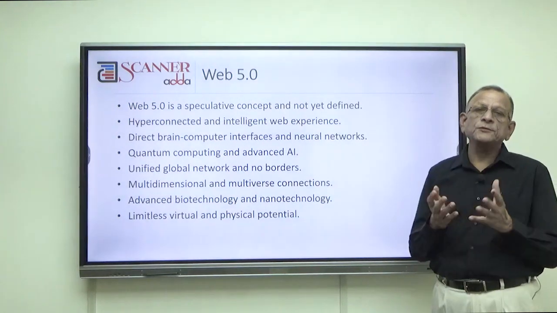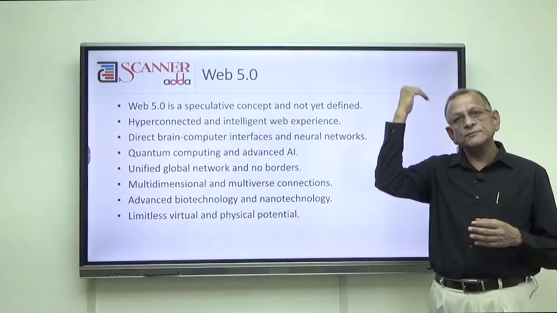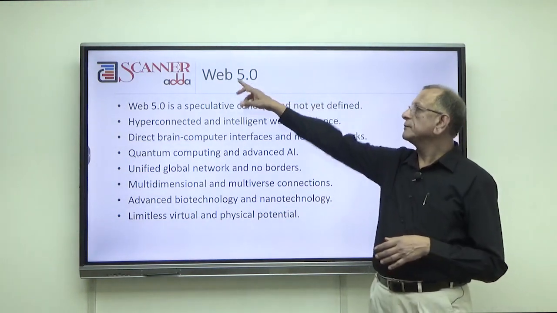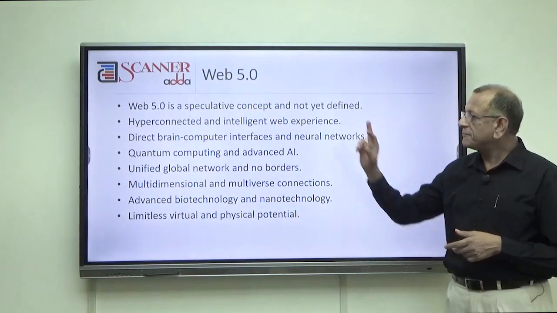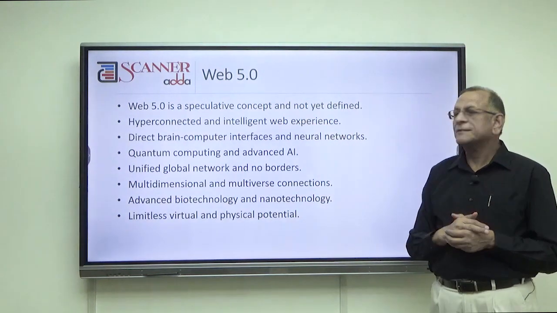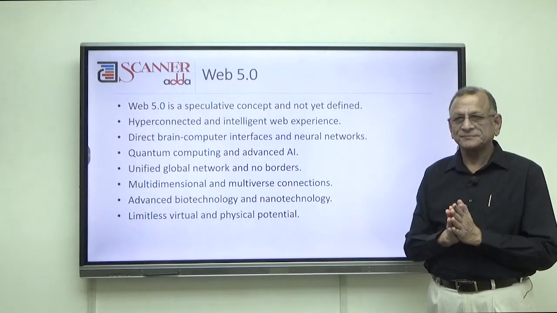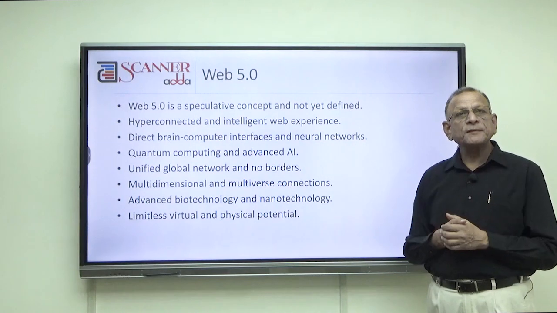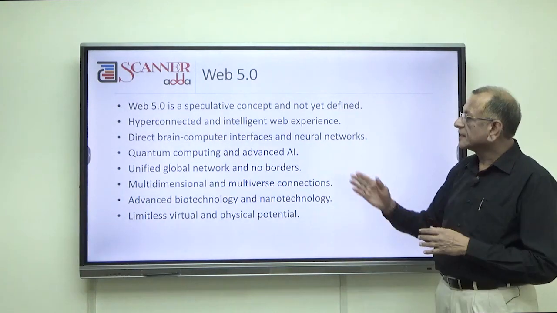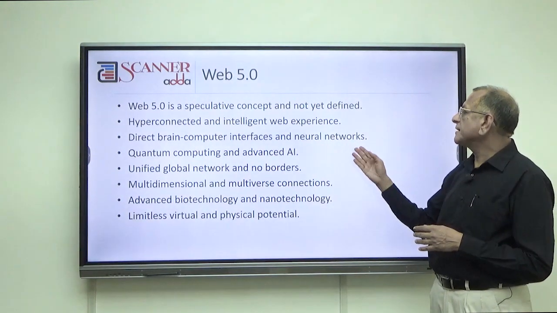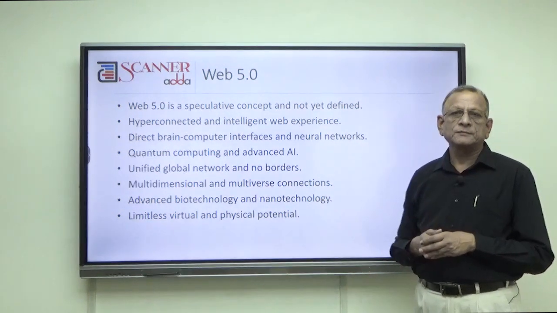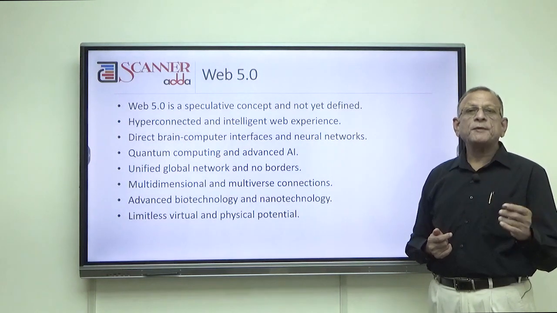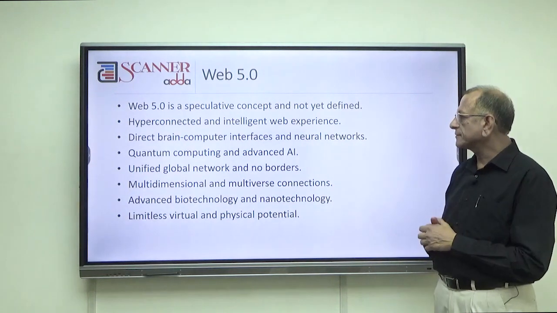Now friends, we are human beings and obviously will be thinking about something more powerful. So what will be the more powerful? It will be Web 5. Web 5 is a speculative concept and not yet defined. Hyper-connected and intelligent web experience, we can assume. Direct brain-computer interface and neural networks. The things which we have perceived in Web 4 will be more available in Web 5.